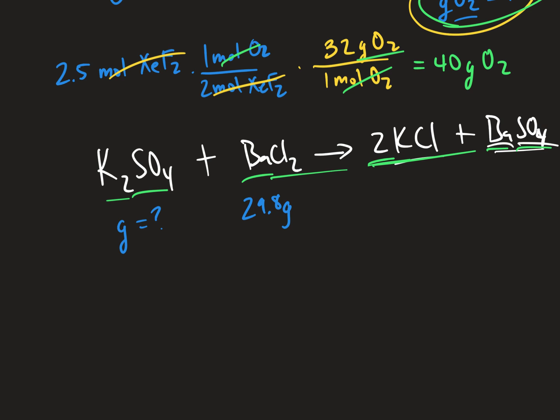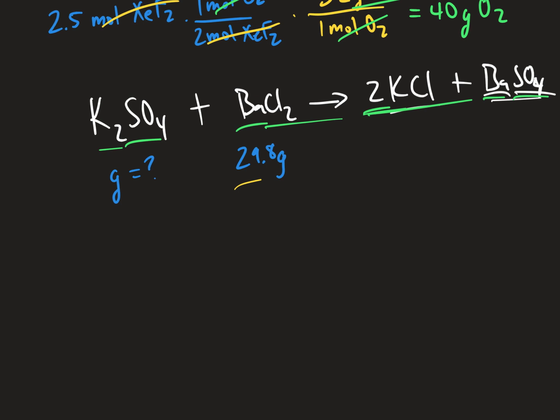Where do we start, now that we have a balanced equation? With what we know, right? You get the pattern so far? You always start with what you know. 29.8 grams of barium chloride. And what is our mole? So that's like our grams of substance A, right? What does our mole roadmap tell us we got to convert to? Moles of that same substance, right?